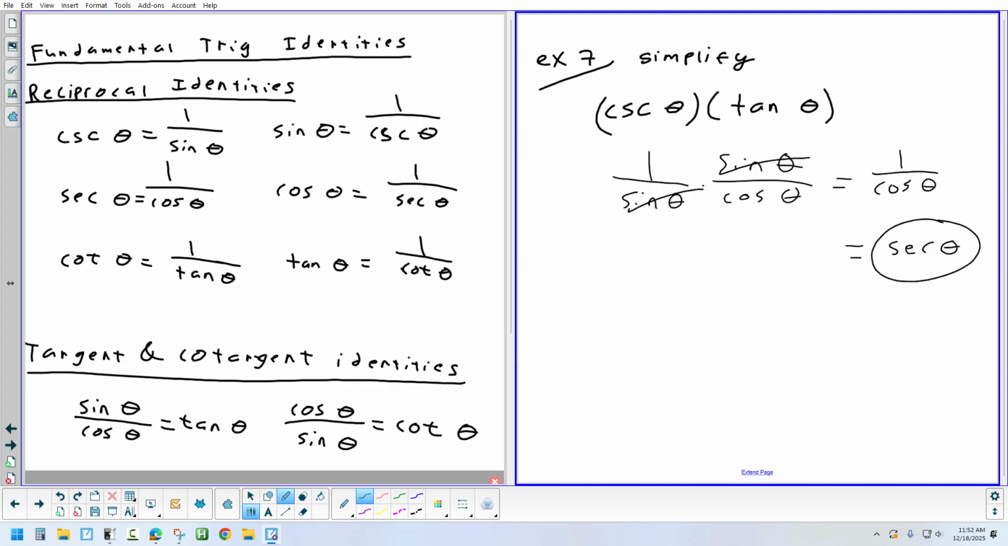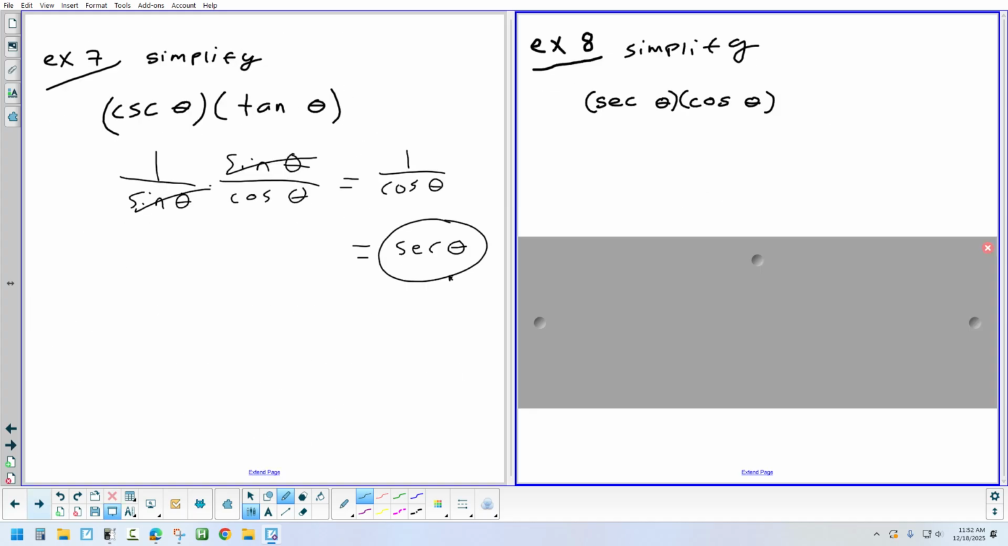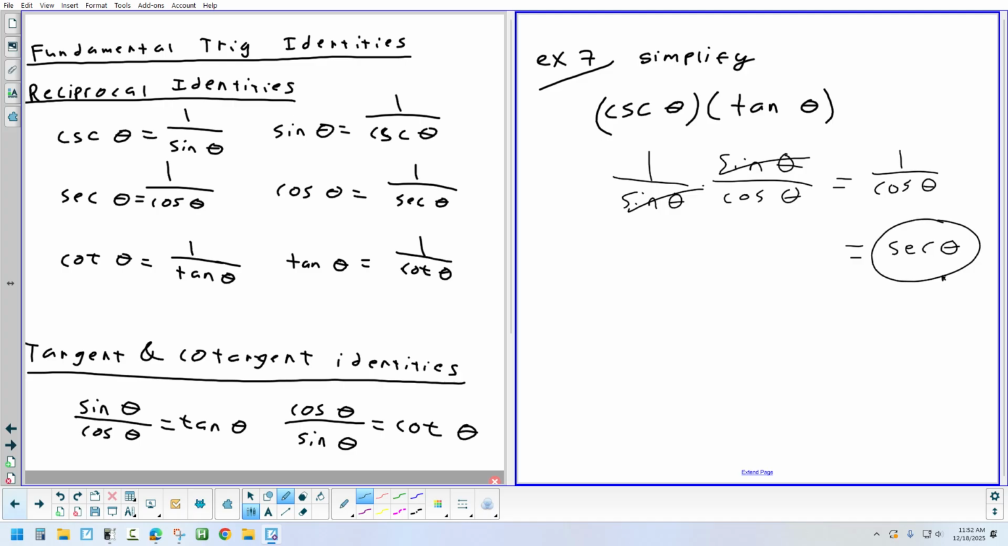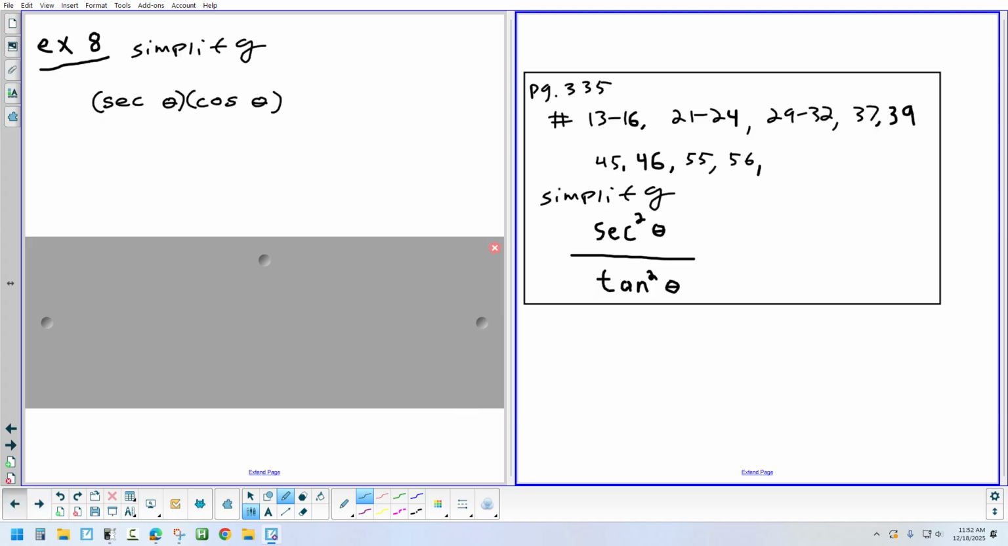So if you had to take the cosecant of an angle and multiply by the tangent of an angle, the simpler way to do that is just take the secant and you'll be all done in one step. That's simplifying a trig identity. Any question on that one? All right, let's try another one.